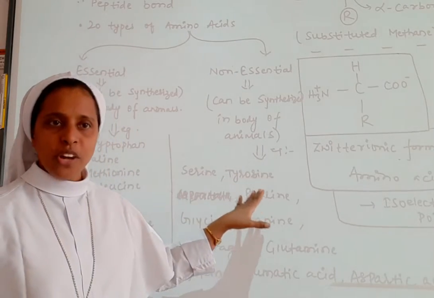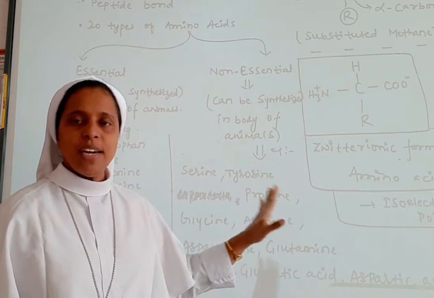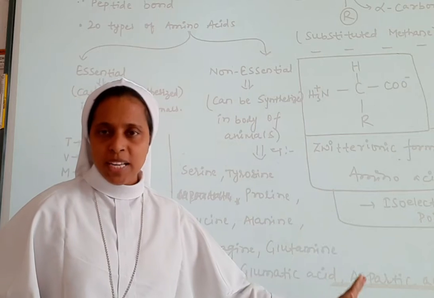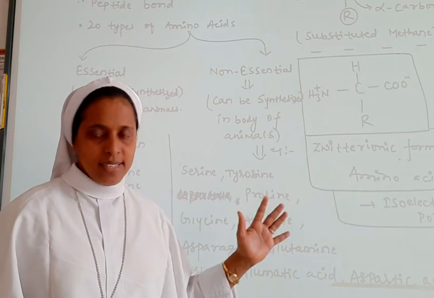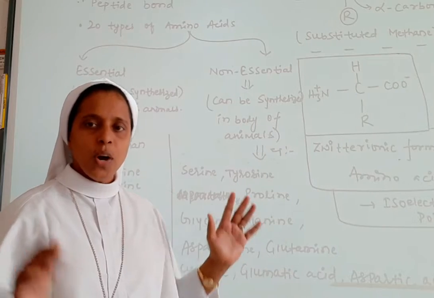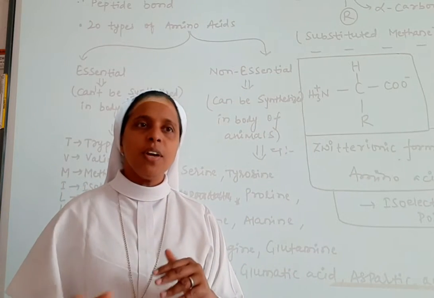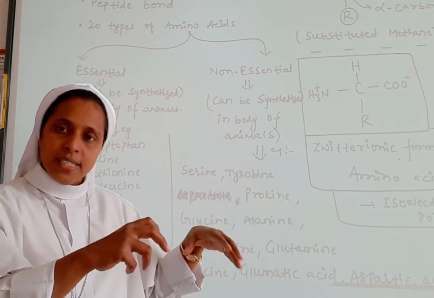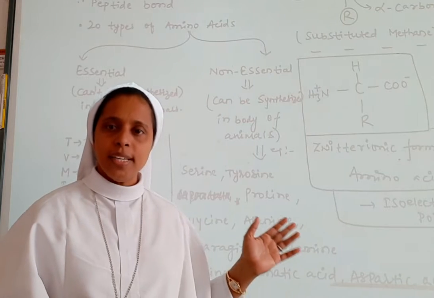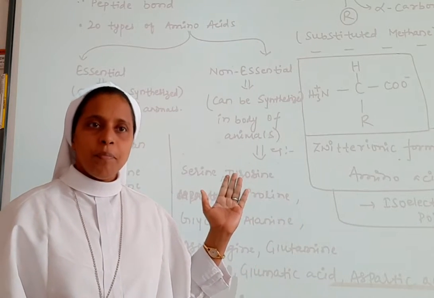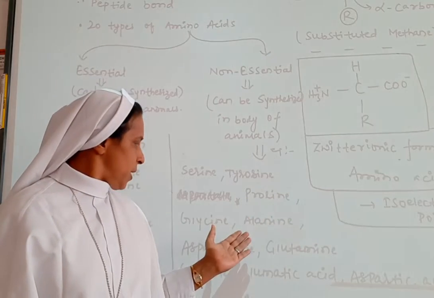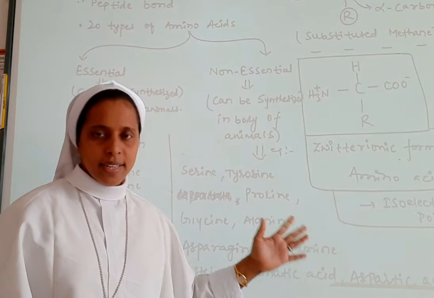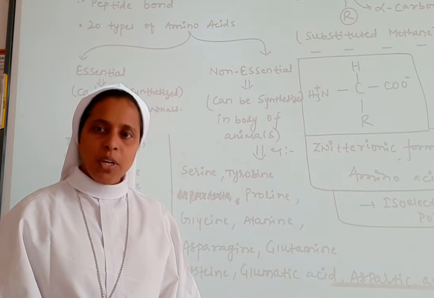We have serine, tyrosine, proline, glycine, alanine, asparagine, glutamine, cysteine, glutamic acid, aspartic acid. All these are non-essential amino acids. So I have told you essential amino acids we are not able to synthesize in the body of the animals, while non-essential ones we are able to. They can be synthesized in the body of the animals. All these are the examples of the non-essential amino acids.